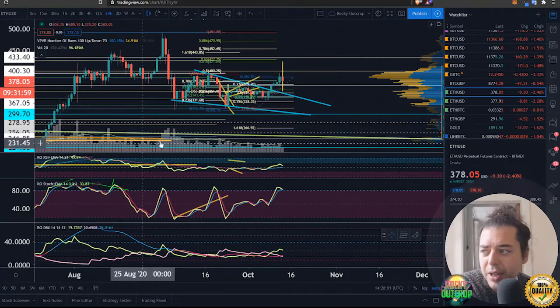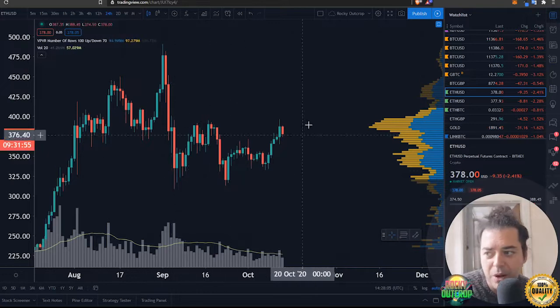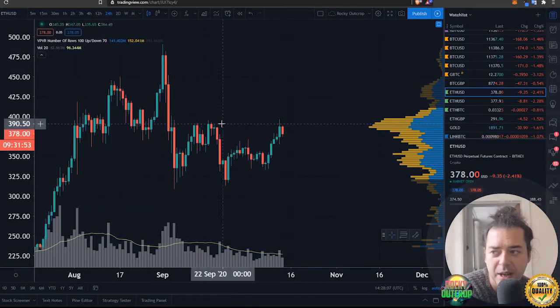Okay, getting rid of the oscillators there, and in fact all of the drawings, just to look at where we are structurally speaking. We're still not managing to take out this high.